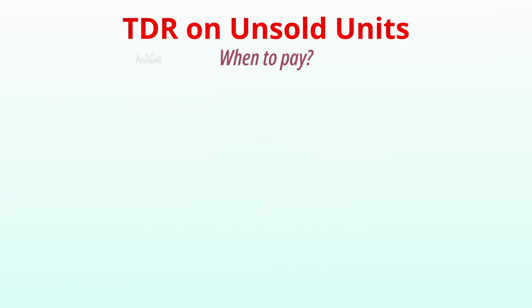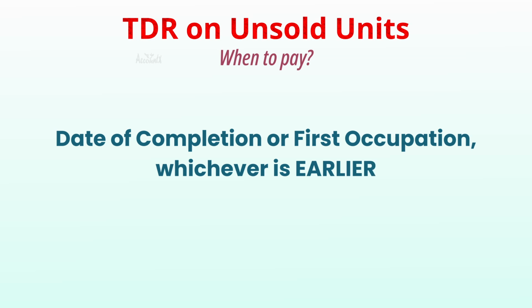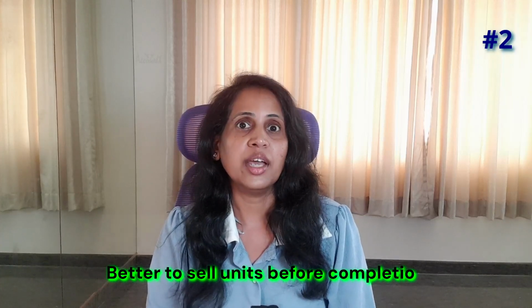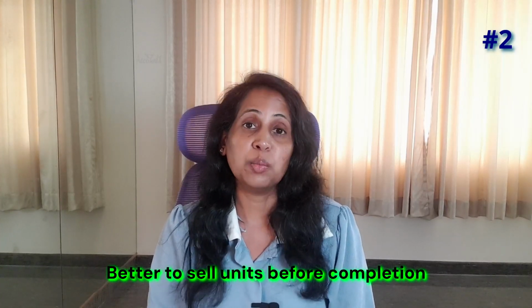Now next question, when do you have to pay GST? Time of supply would be date of completion or first occupation, whichever is earlier. Now what is the tax planning tip here? If you want to avoid paying GST on TDR, then it's better to sell all the units before completion.